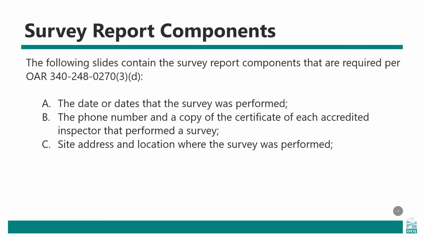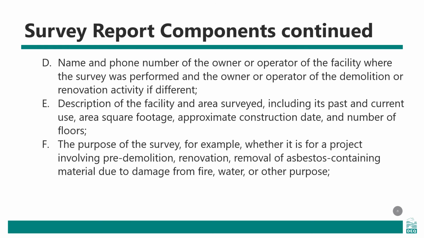This includes the date or dates the survey was performed, the phone number and copy of the certificate of accreditation for each inspector involved in the survey, and the site address and location where the survey was performed. Survey reports must list the name and phone number of the owner or operator of the facility where the survey was performed, and of the owner or operator of the demolition or renovation activity if it is different.